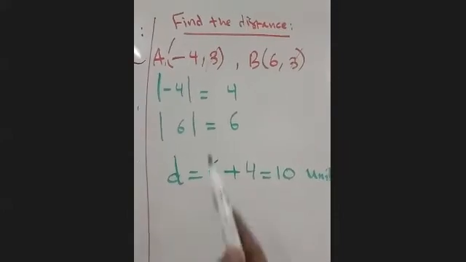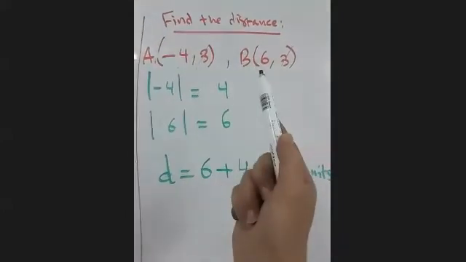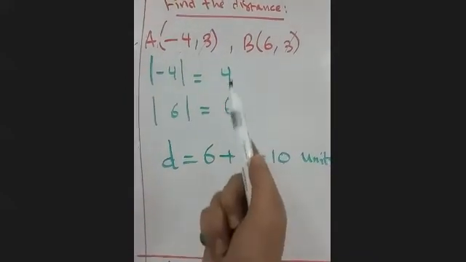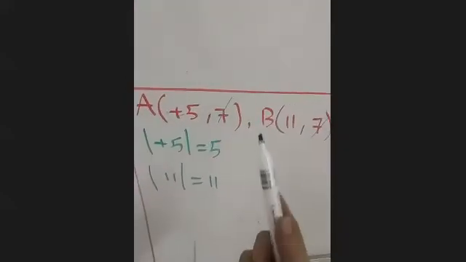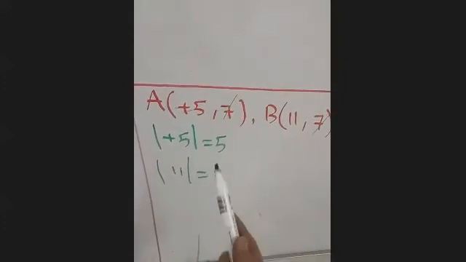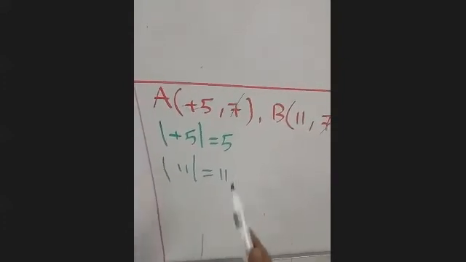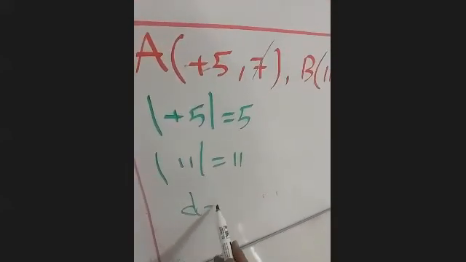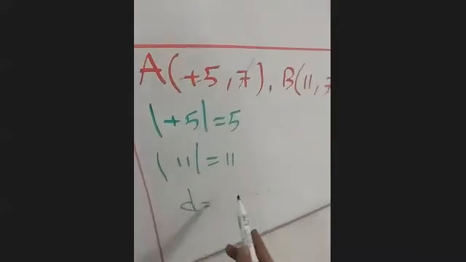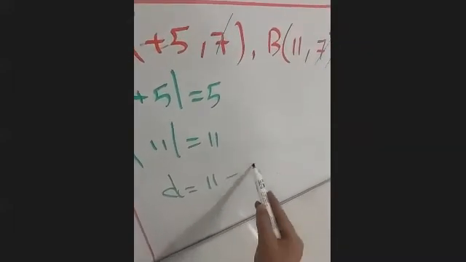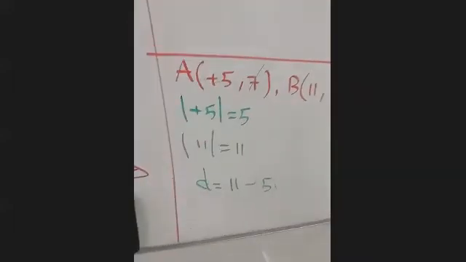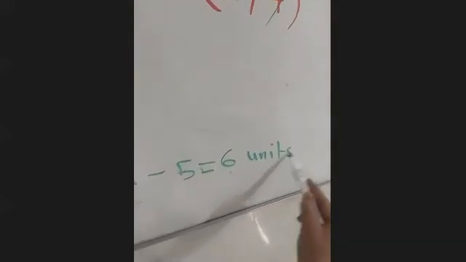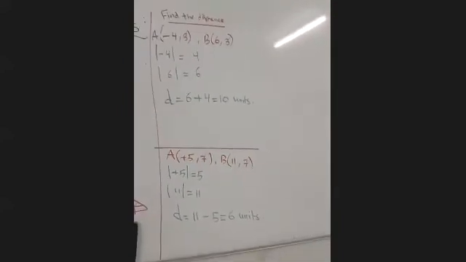In the previous example, it was negative and positive. They are different signs. Different signs, we add the answers of the absolute values. But if we have similar signs, we subtract the absolute values. So here, D, which is the distance, equals, what's the bigger number? 11, subtracted by 5. This equals 6. 6 what? 6 units.